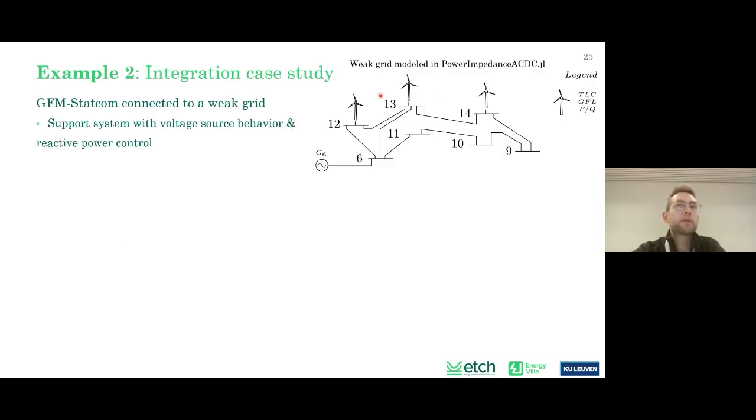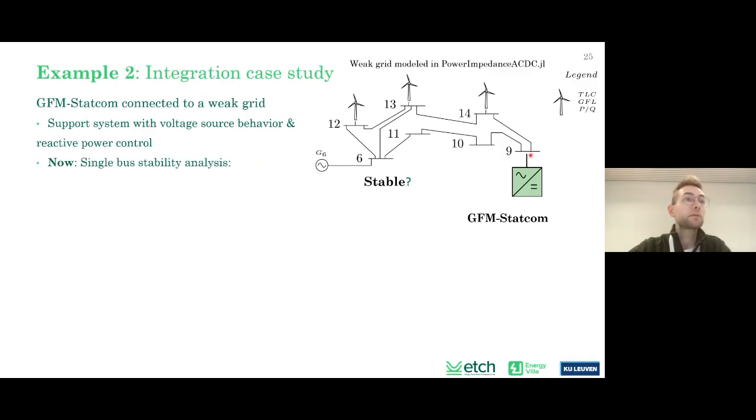So then there might be the idea to implement a grid forming StatCom to control the voltage in a better way and to provide system strength to the system. So the question is here, when we place a grid forming StatCom at bus 9, is the system stable or not? Now we can do a single bus stability. This is one of the nice things you can do with this impedance-based stability framework, because we know the impedance seen from this bus looking into the system is a stable impedance, because the grid itself, as it stands without the StatCom, is a stable system.